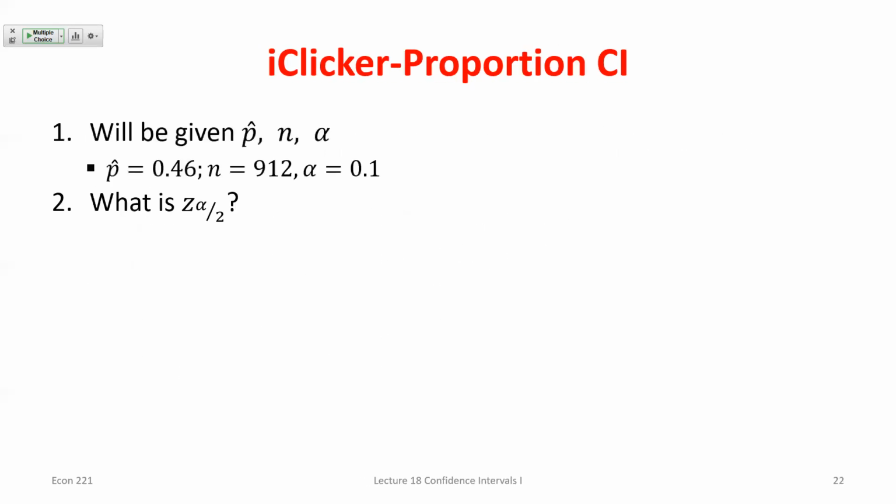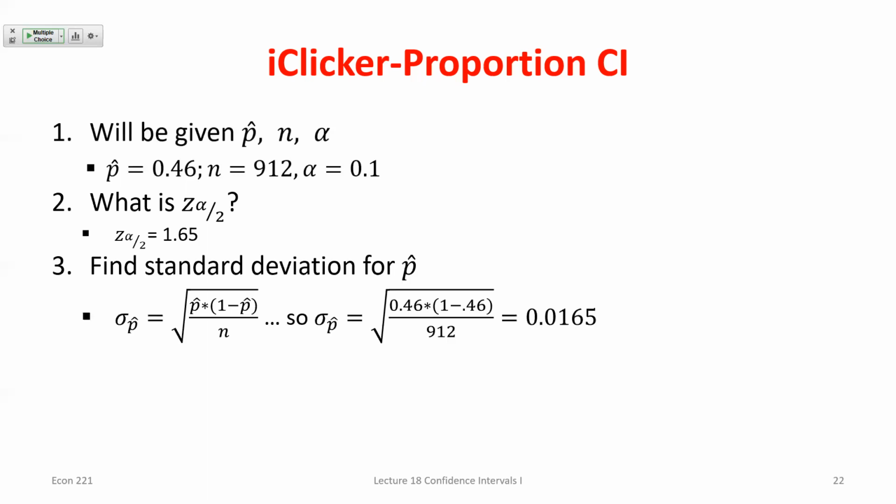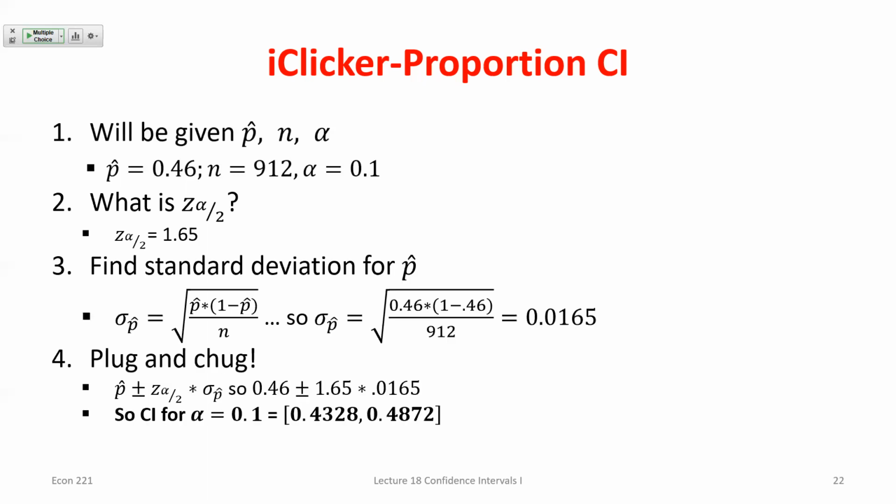So if we go through, right, we found our z-score, calculated the intermediate step. Now it's a matter of plugging everything in. We have about 0.43 and 0.49 almost, right?